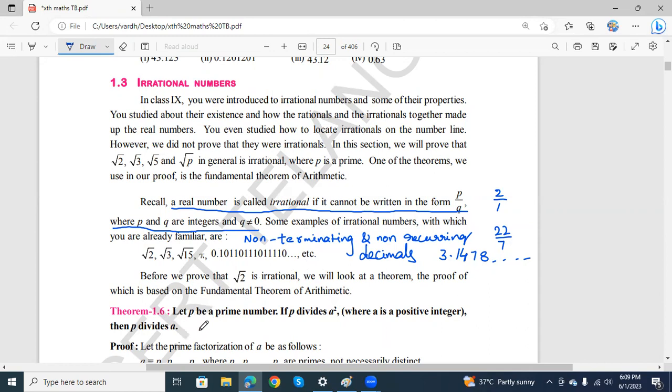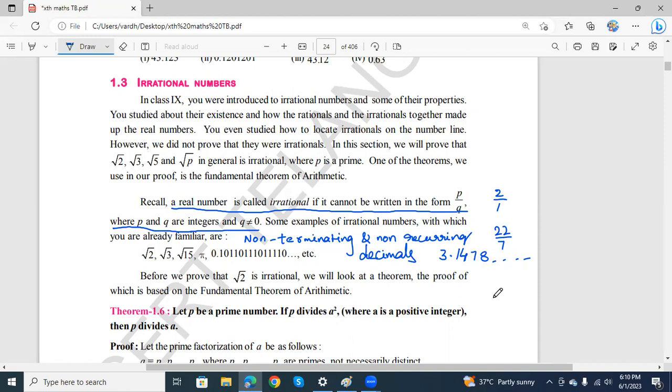Next, one more point you have to know. Let P be a prime number. If P divides a square, where a is a positive integer, then P divides a also.